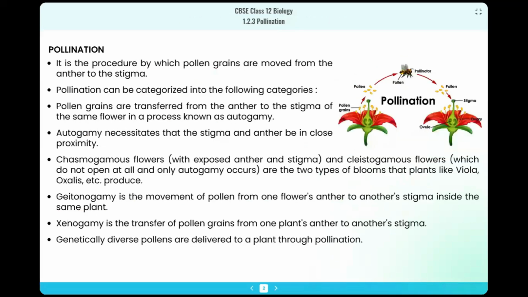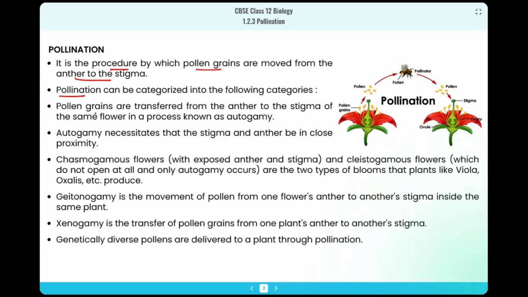Now we are moving to pollination. It is a procedure by which the pollen grains are moved from the anther to the stigma. And pollination can be categorized into the following categories. That is, it could be cross pollination, it could be self pollination. As I mentioned earlier, it could be a pollination between two flowers present on the same plant or a different plant.